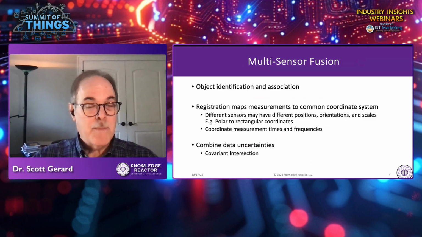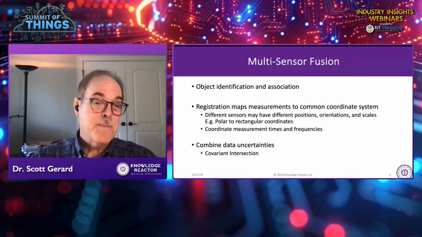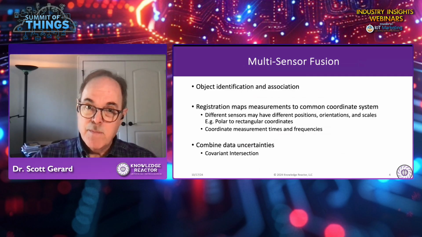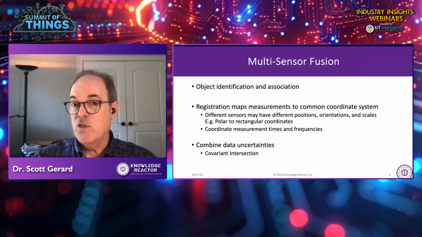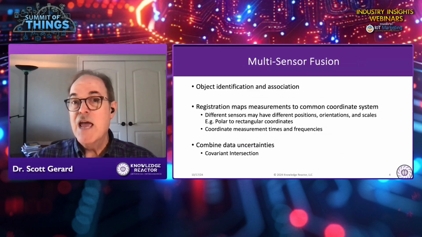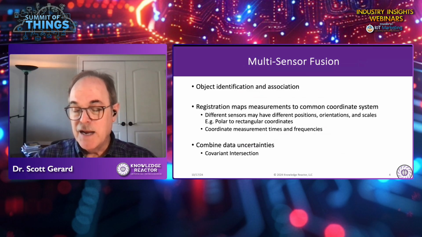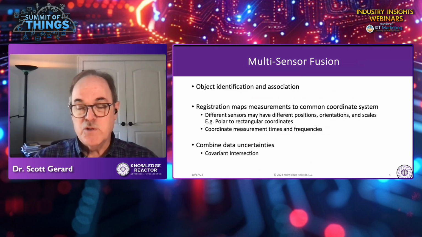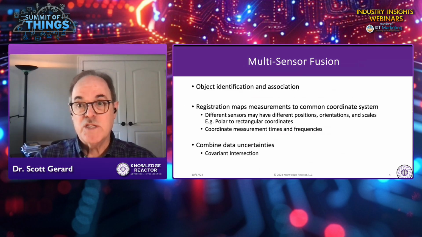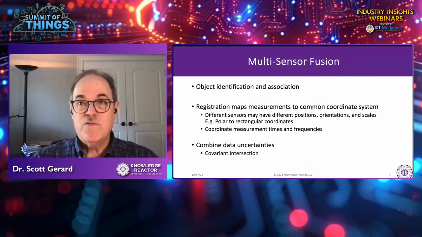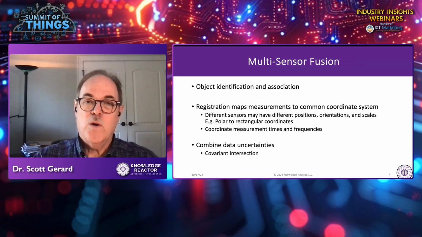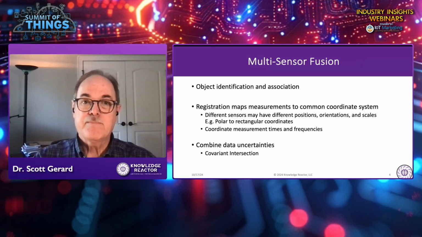Association is a little more complicated idea, which is if you've got multiple cameras, is person one in camera one the same as person three in camera two? You have to make sure that you're collecting data on a single object from these multiple sensors, and it may need some association to figure out which of the things that this sensor is seeing correspond to what the other sensors are seeing.